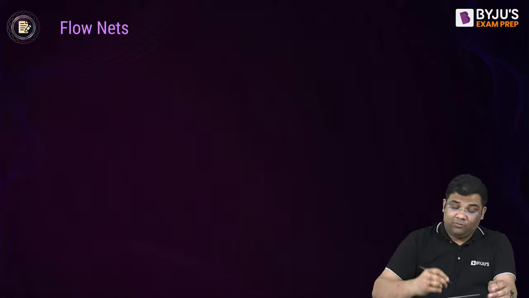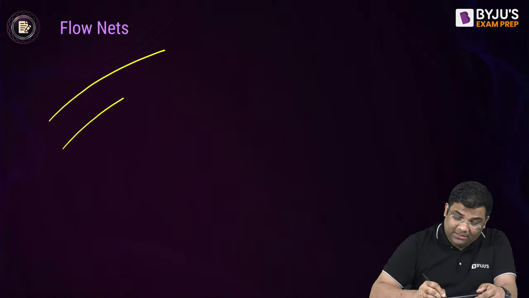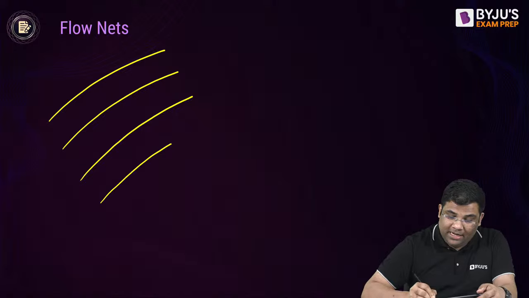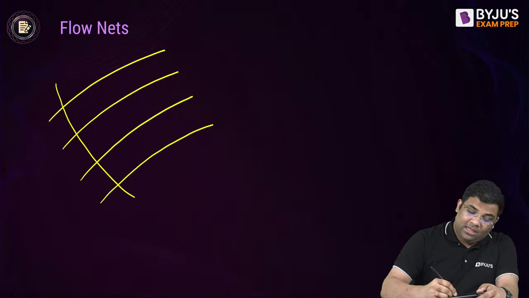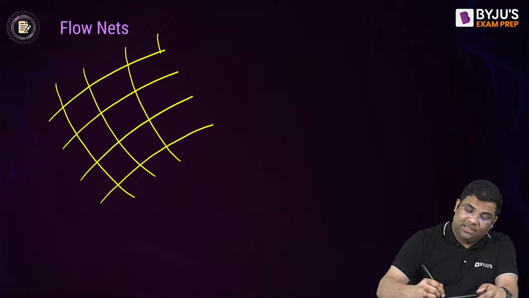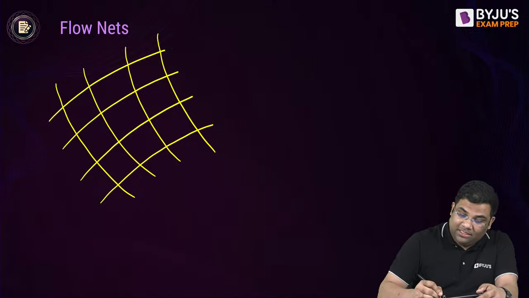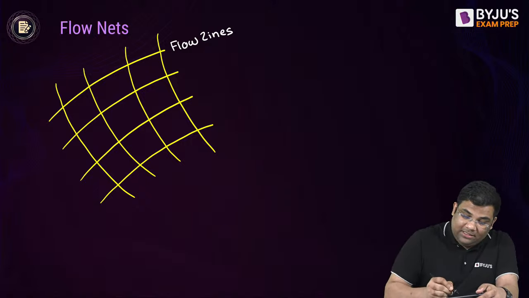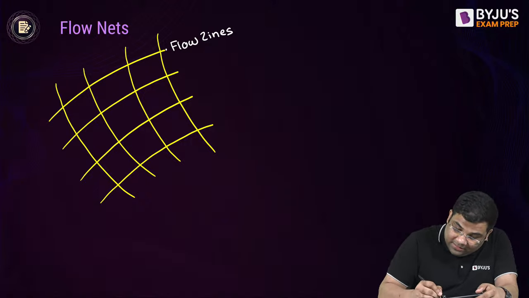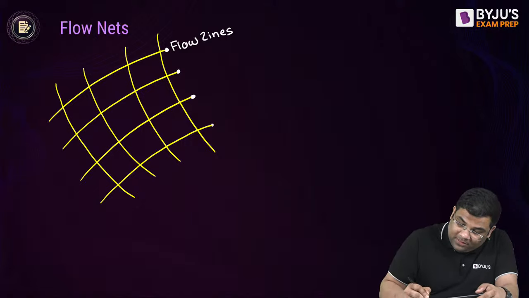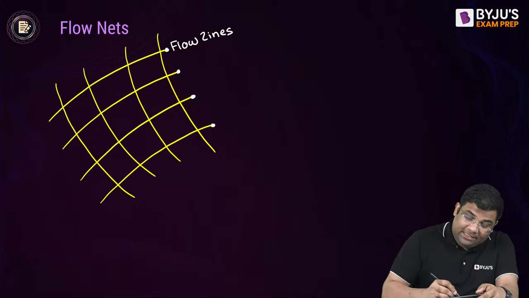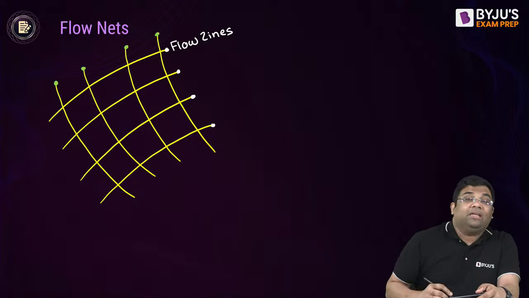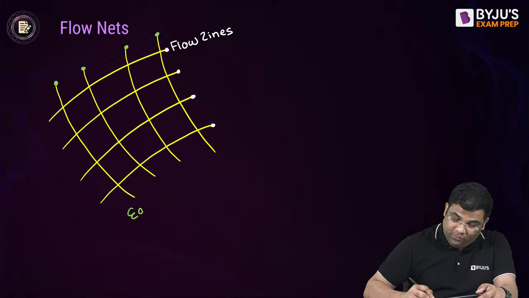The next thing is flow nets, right? In flow nets, I cannot draw the entire flow net now, I'm just giving a small idea. We have equipotential lines and we have flow lines. These are the flow lines. And let me draw in green, these are the equipotential lines.